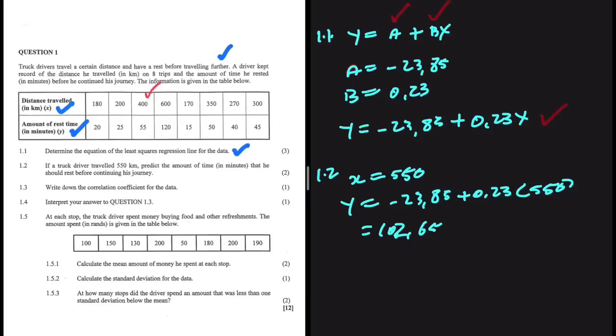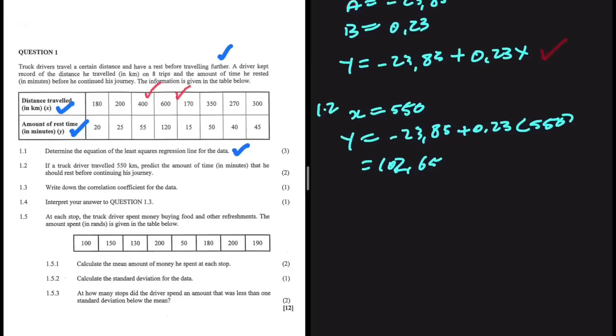Let me see if it makes sense. 400 is 55. 600 is 120. So 550 should be in between. Yeah, I'm quite happy with that answer. It makes a bit of sense, right? If it was 10 or if it was 300, then it wouldn't make any sense. Anyway, let's carry on.